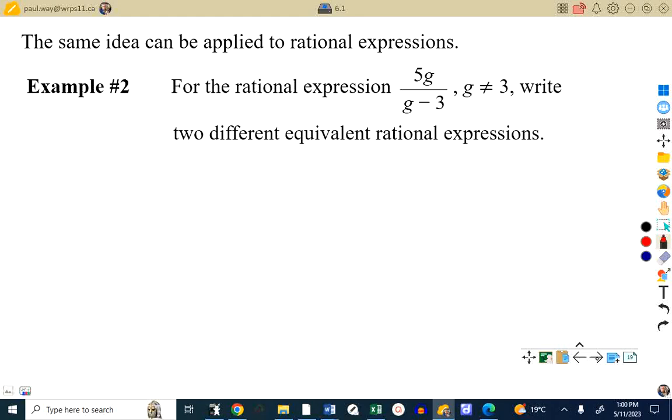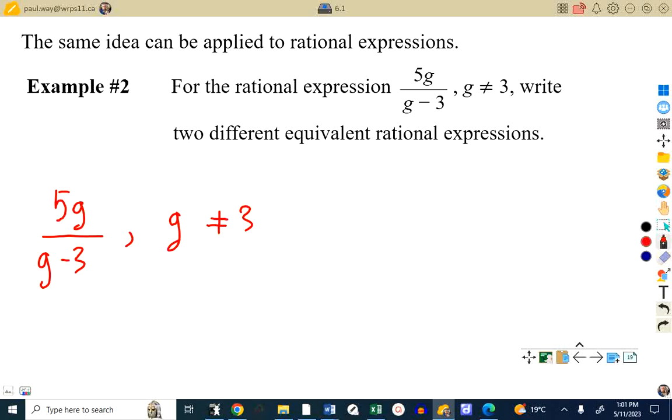I have a rational expression of 5g over g minus 3. And it tells you that g is not allowed to be 3 because that's a non-permissible value. Quite frankly, everybody, if you look up here, I shouldn't have to tell you g is not allowed to be 3. It's staring you right in the face in the denominator, isn't it? But very often on exams and in typed work, we will have it written. So what are some different equivalent rational expressions?